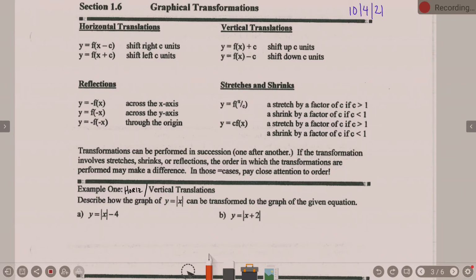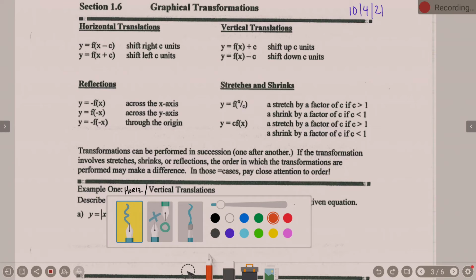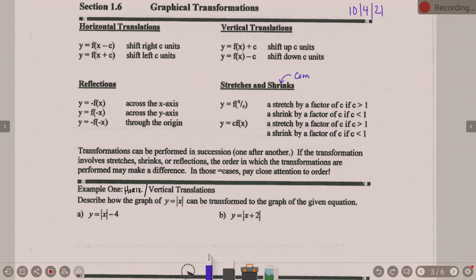And then, lastly, stretches and shrinks. Now, are you guys okay with the word shrinks? Realizing that when I say stretches and shrinks, the Algebra 2 book used, I believe, compressions, if I'm not mistaken. Okay, I'll be honest, I use the words interchangeably. So I am hopeful that at this level you guys can realize if I say compressions, if I say shrinks, I'm talking about the same thing there.